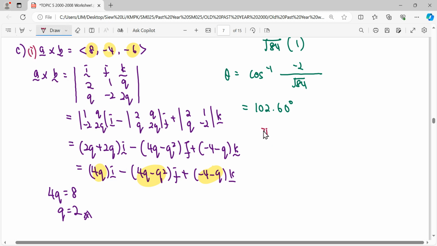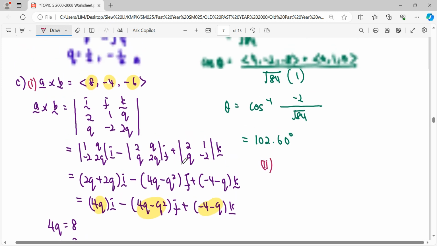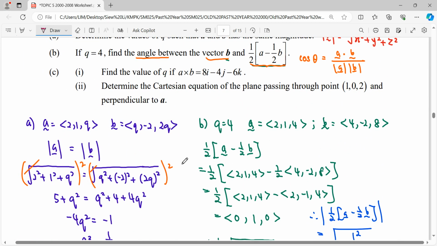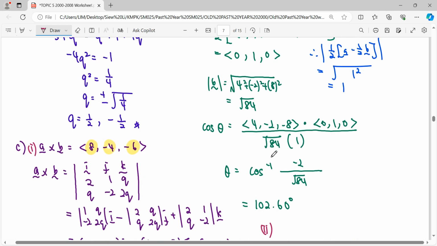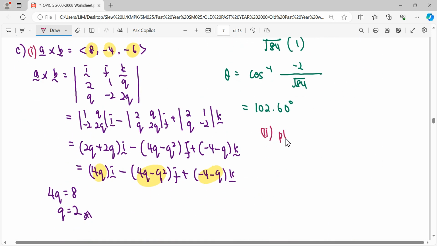Then we proceed to part 2. For part 2, they're asking to determine the Cartesian equation of the plane. So we want the Cartesian form of the plane equation, passing through the point (1, 0, 2) and perpendicular to A. When we want a plane equation, the formula will be r dot n equals a dot n.